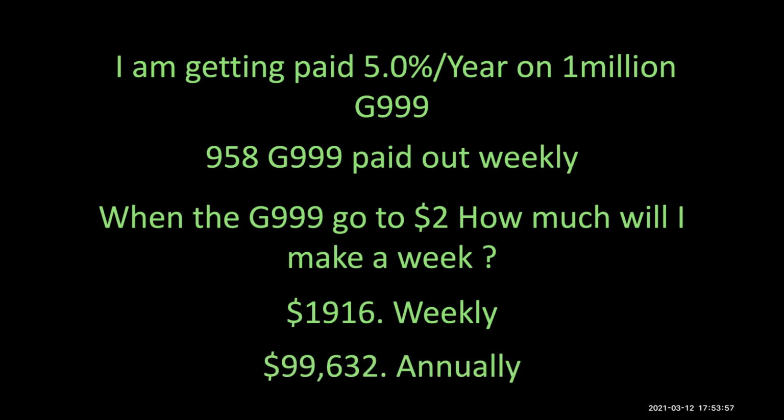So when it goes to $2 a coin, I am now gaining $99,632 annually. That's what I'm making annually. I am making $99,632. I haven't shared it with no one. This is just a basic, simple me having my money work for me.